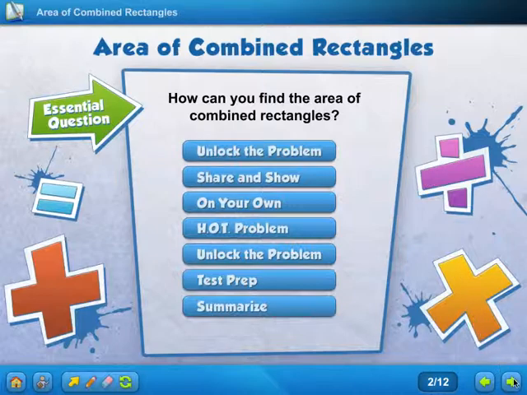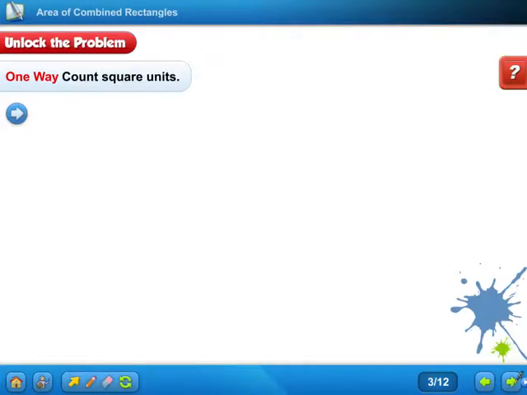So, let's see what this lesson is going to do. Oh, by the way, we're on lesson 13.3. So, now let's get started. I'm going to pull out the question for us right here.